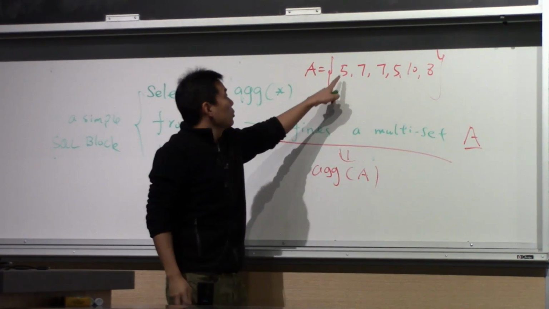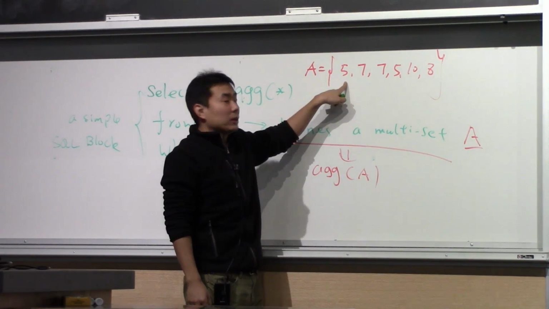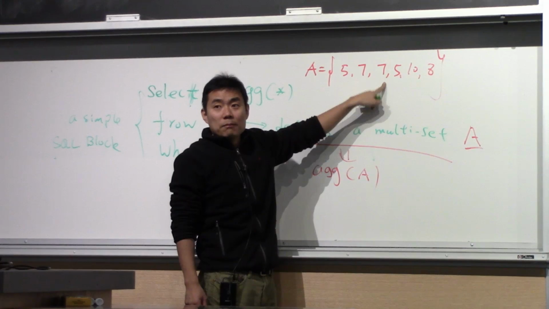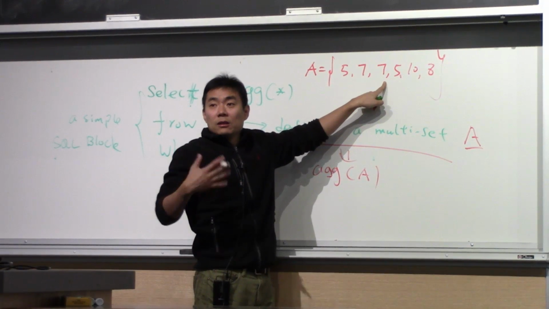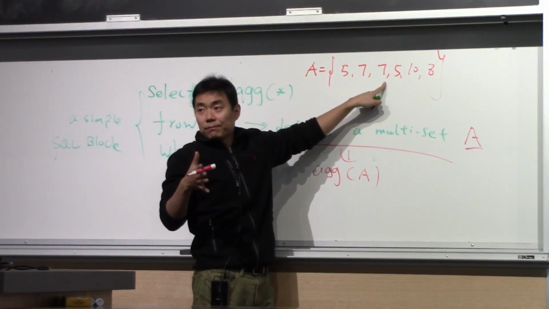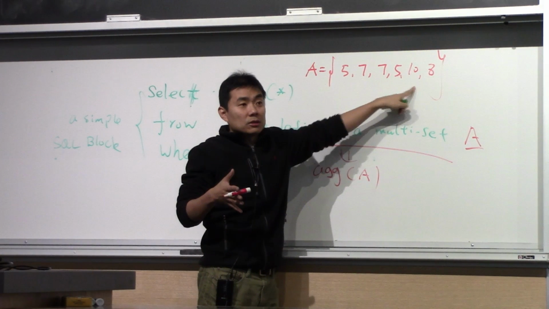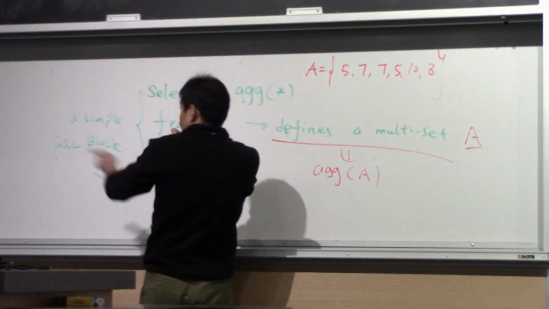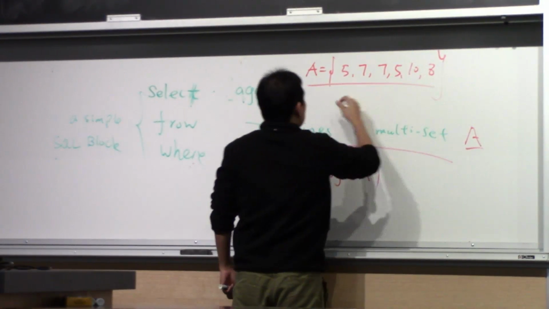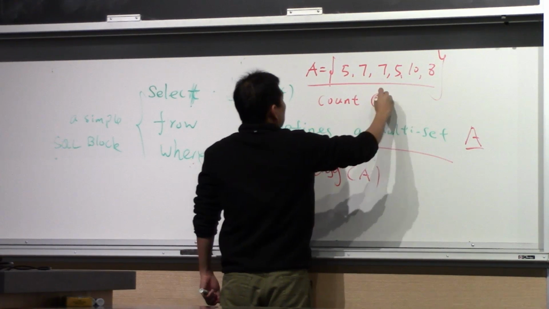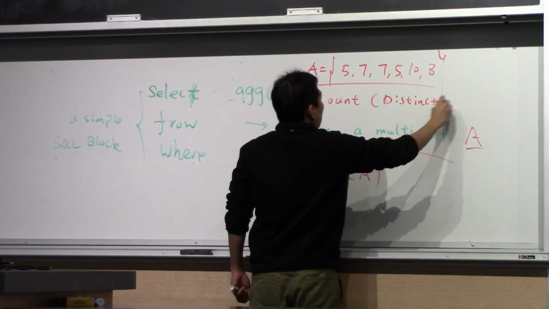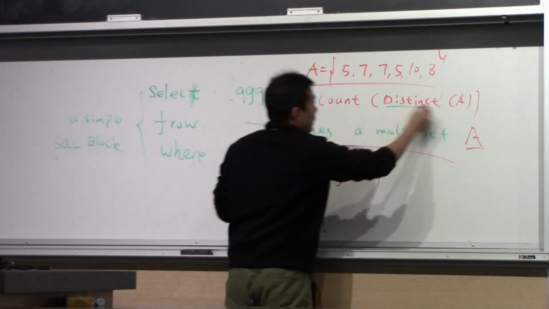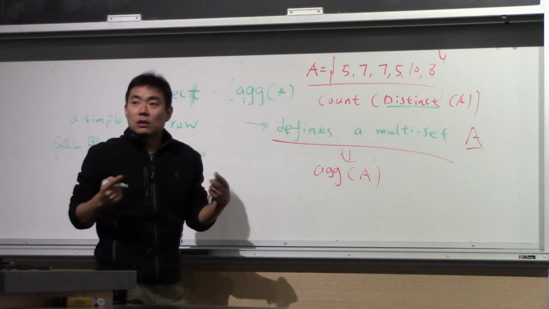Why? There's one sailor named Bob with rating 5. There's another sailor named Bob with rating 7. There is yet another sailor named Bob with rating 7, because you may have duplicates on the name value. And so on and so forth. Does that make sense? Do all of you follow this? Now I apply count distinct over this set A. What do I get? First of all, you do distinct, which means that you want to eliminate duplicates.